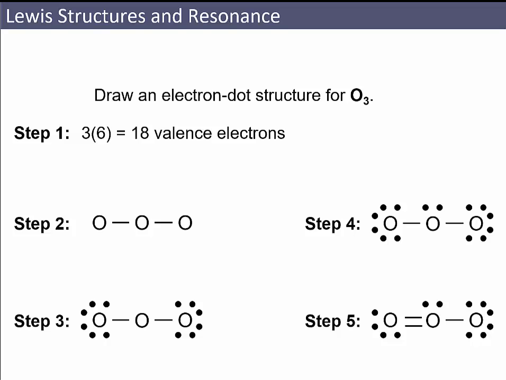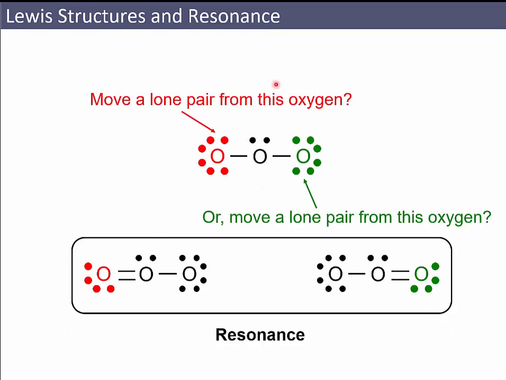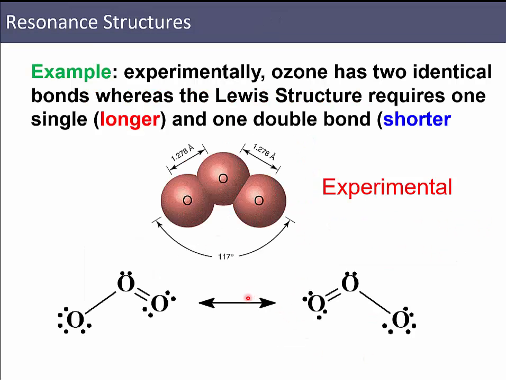well, why isn't that lone pair necessarily going to the other side? So are we going to move the lone pair from our left oxygen, or are we going to move it from the right oxygen? And what we see when we look at an actual ozone molecule is that it's kind of neither of those things, and that we have a molecule that has what we call resonance. Experimentally, ozone has 2 identical bonds, whereas the Lewis structure requires 1 longer single bond and 1 shorter double bond. And experimentally, rather than seeing a short bond and a long bond, we see a bond that is intermediate in length between the short and the long.